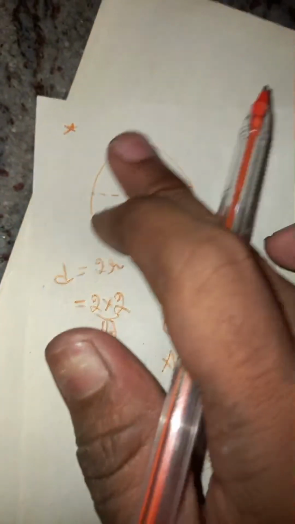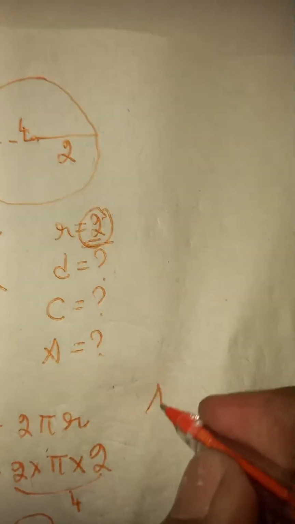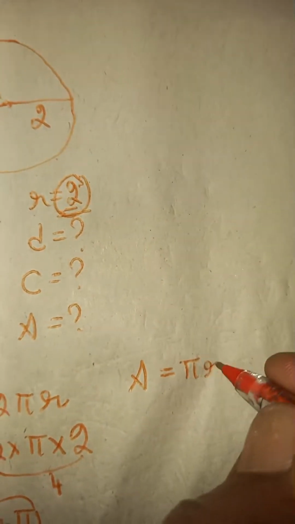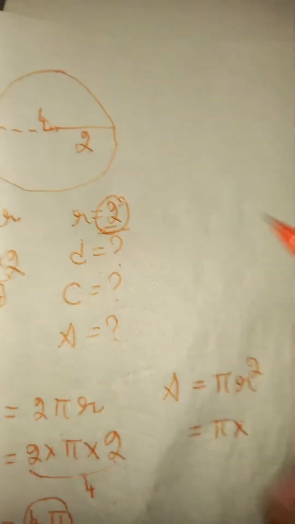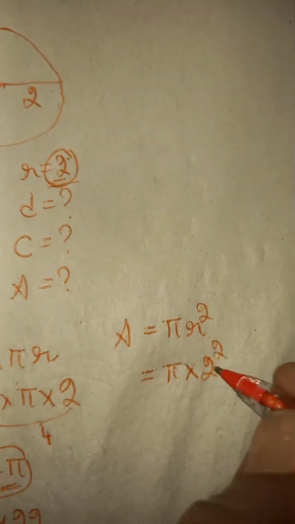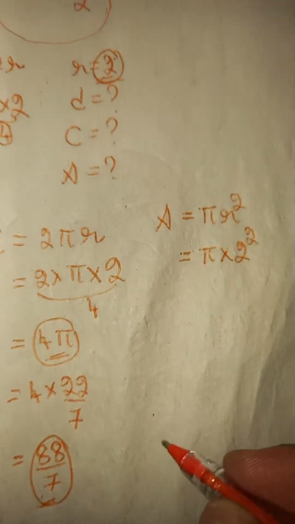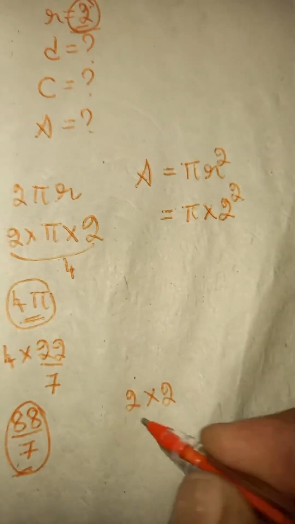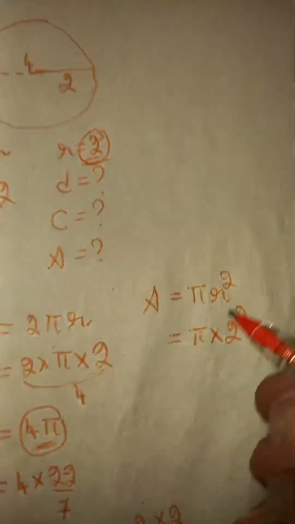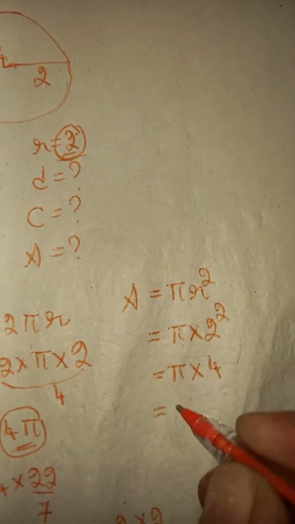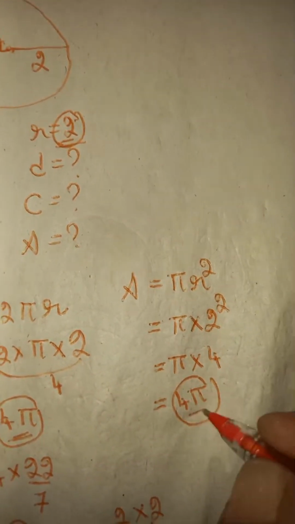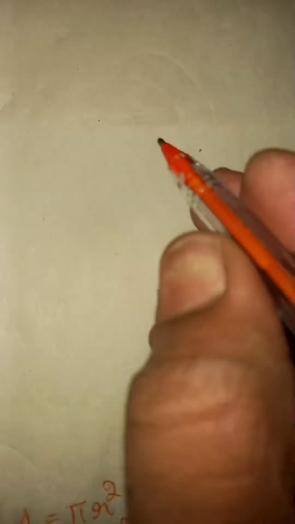Let's find out area. Area means space it occupies. Let's write here area of the circle as pi r square. Here they have given pi times of radius as 2 units. It is 2 square. 2 square means multiply 2 by itself. 2 times of 2, which becomes 4. So it is pi times of 4 units. It is 4 times of pi, 4 pi. 4 pi square units.